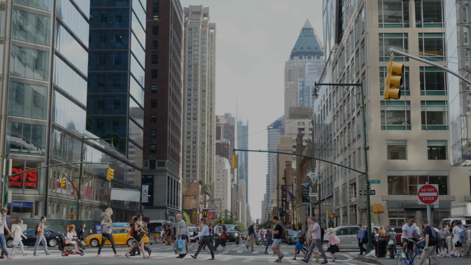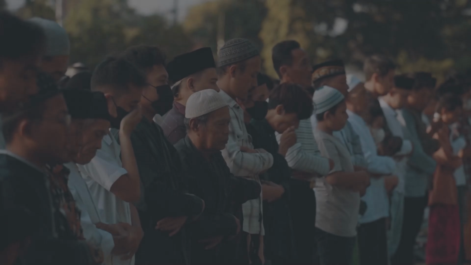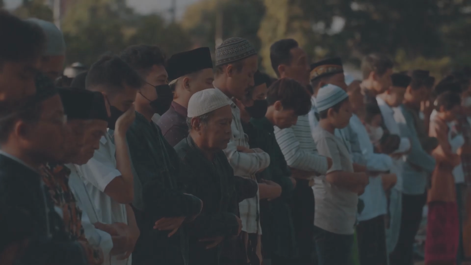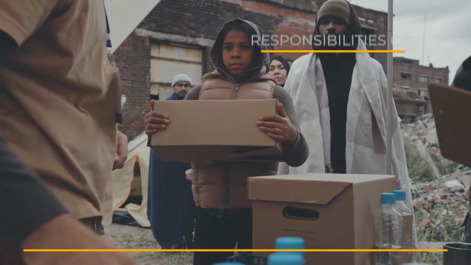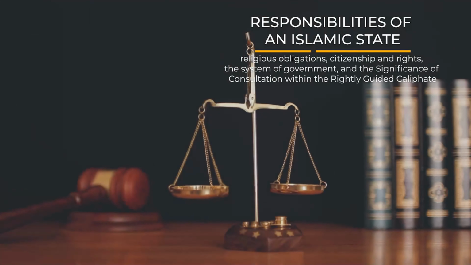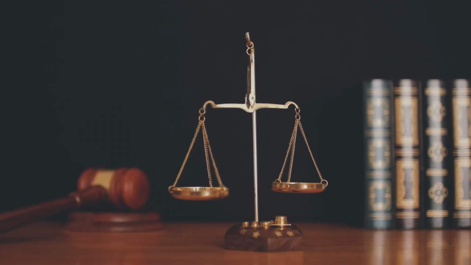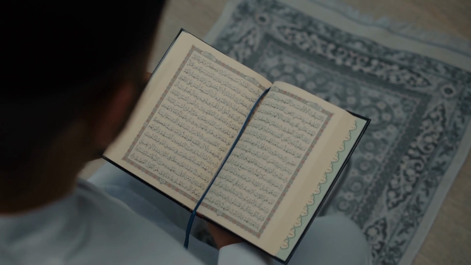The course covers key aspects, including the basic principles of Islamic political directives, the responsibilities of an Islamic state, religious obligations, citizenship and rights, the system of government, and the significance of consultation within the rightly guided caliphate. Throughout the course, these principles are explained in the light of the Quran.